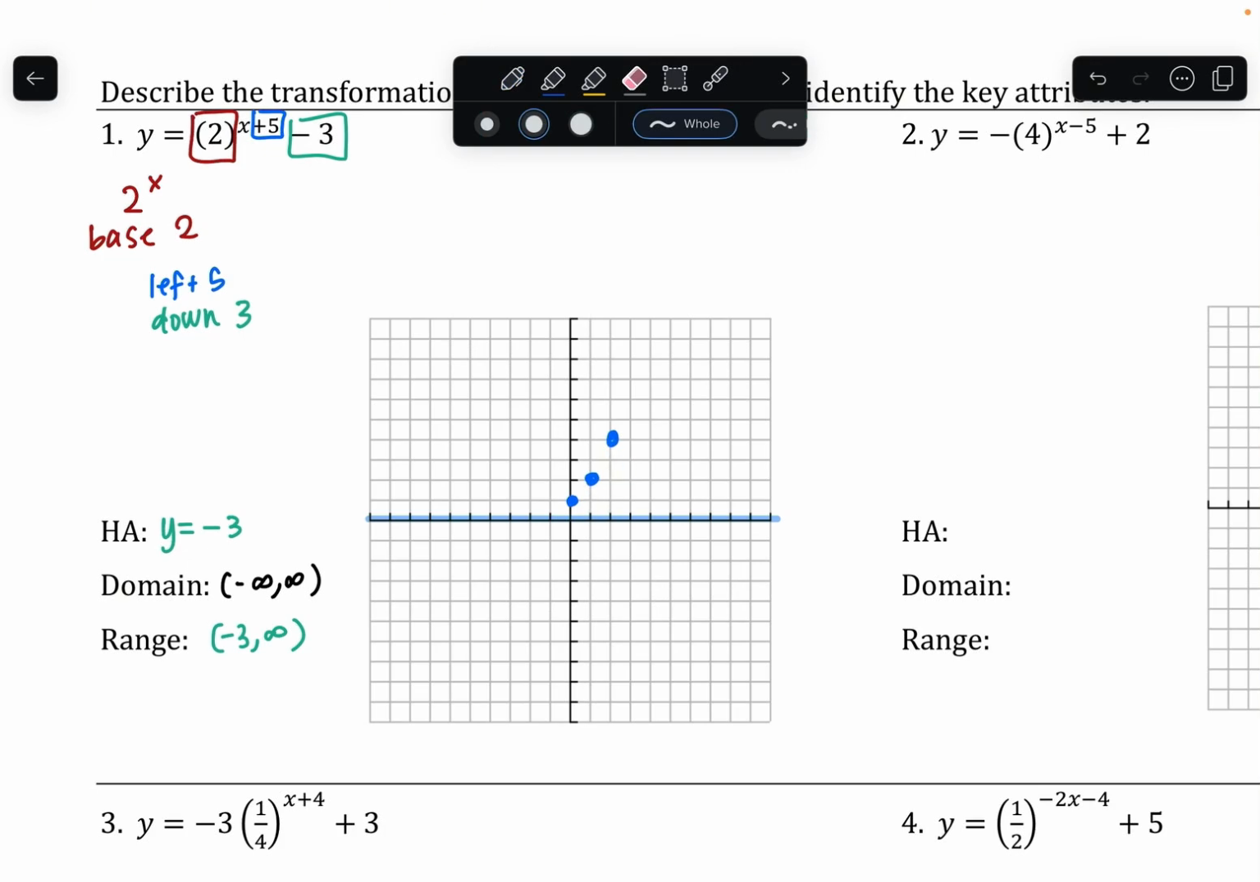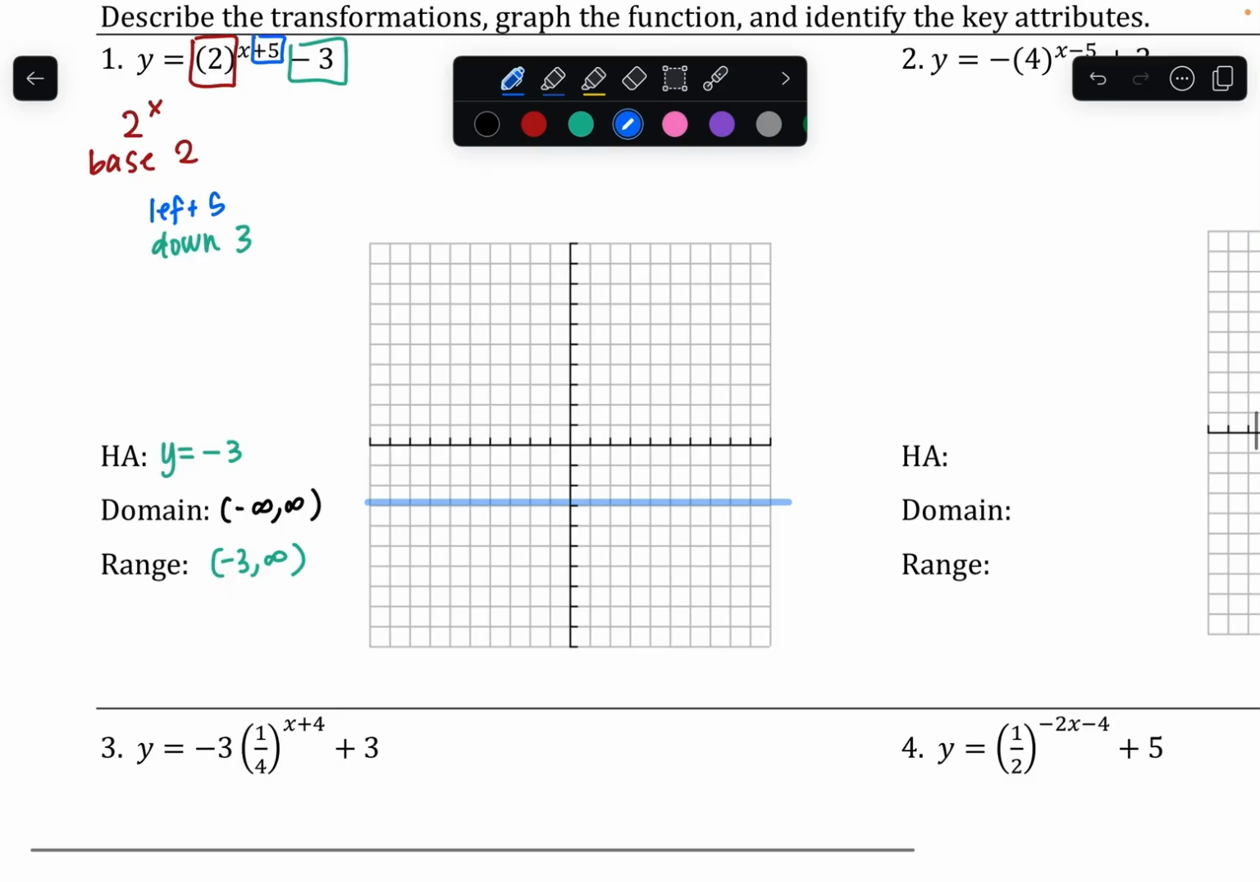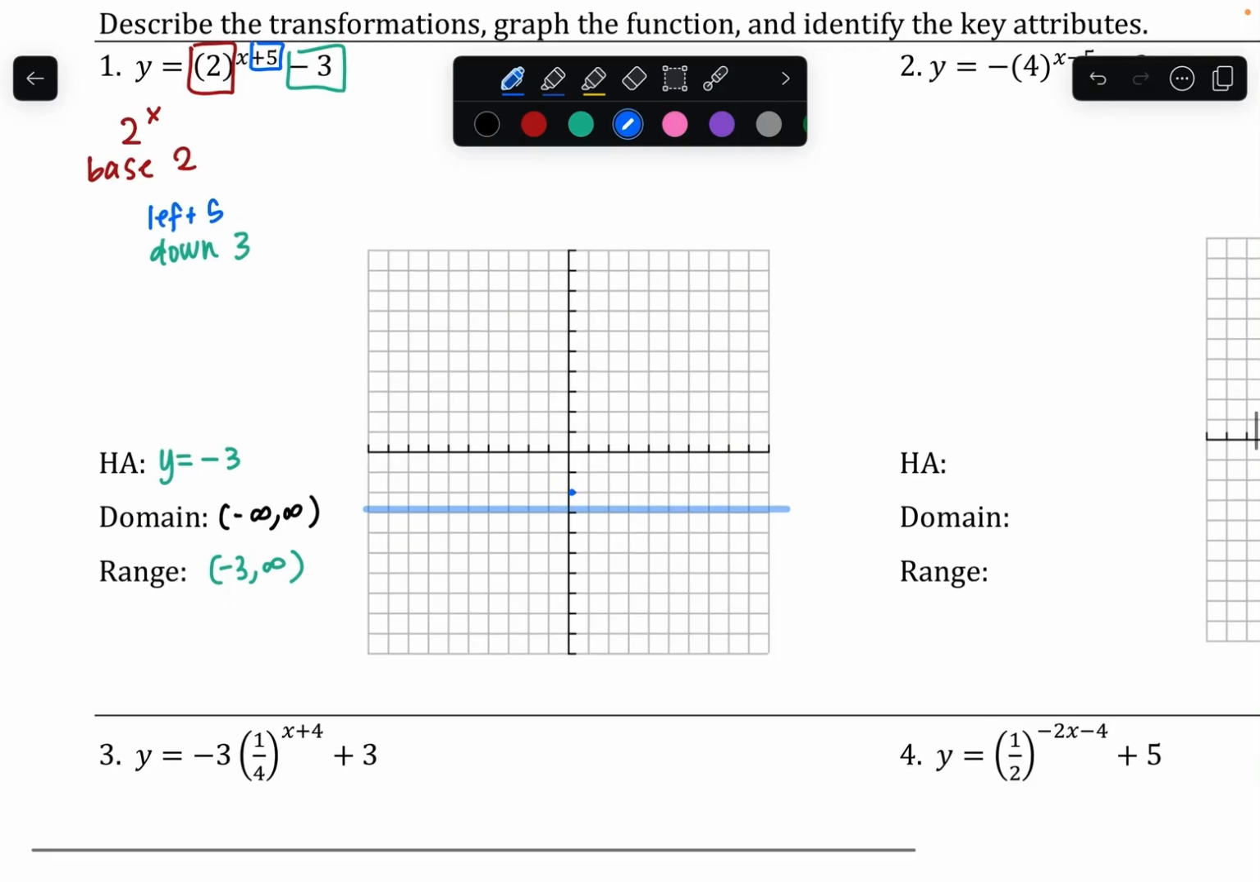And then we've moved this left 5 and down 3. And so instead of graphing it here, we're going to want to create that pattern down at -3, where I said the horizontal asymptote was. So horizontal asymptote at -3, put that on your graph first. And then my 1 away point, my y-intercept, has been moved left 5. So instead of putting it on the y-axis, we're going to move it 1, 2, 3, 4, 5. There's my 1 away point.